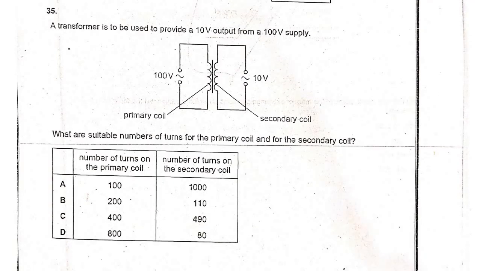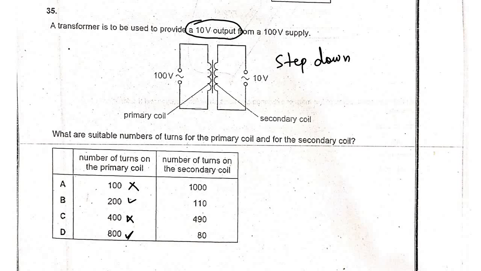Then we have question 35. A transformer is used to provide a 10 volt output from a 100 volt supply. It means this is our step down transformer that steps down 100 volt into 10 volt. What are the suitable number of turns for the primary and secondary coil? So we know that in primary coil the number of turns should be greater. So option A is incorrect, option C is incorrect, and option D is correct. And in option B, we have large number of turns in secondary coil.